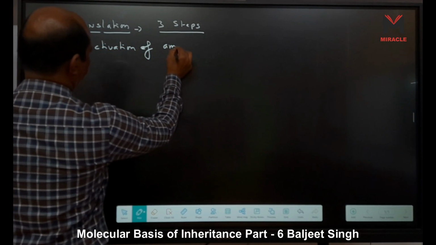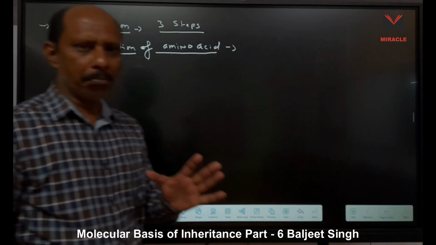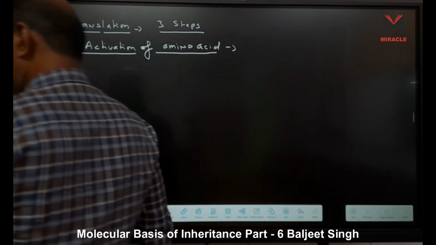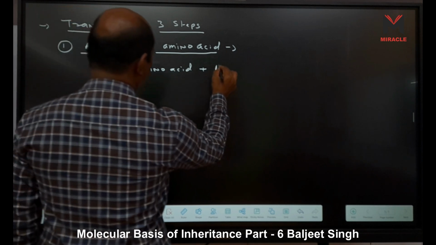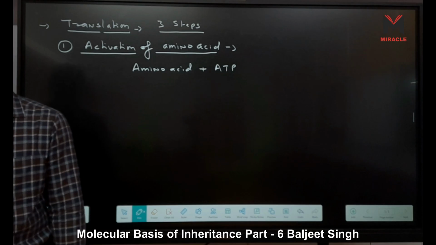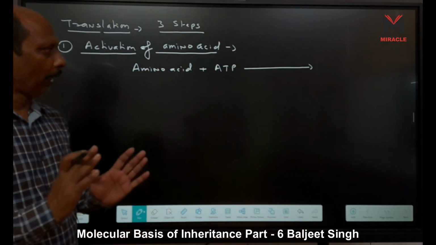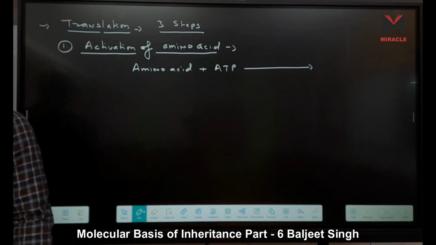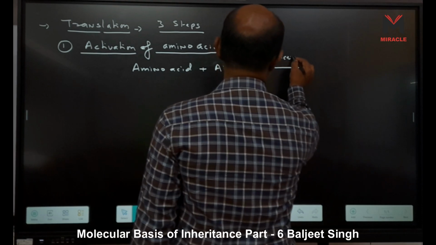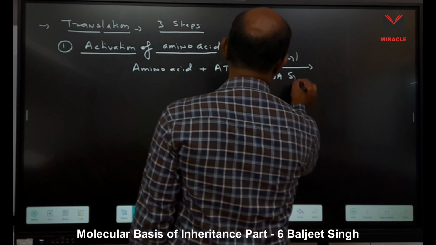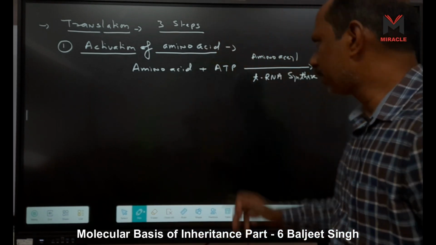activation of amino acid. How is an amino acid activated? In NCERT it is given by using ATP. Yes, that is correct. That means here in activation of amino acid, amino acid plus ATP, because without enzyme nothing happens, so ATP in the presence of enzyme. Which enzyme? Because it is activation, it is called amino acyl transfer RNA synthetase. This enzyme is responsible for the synthesis of transfer RNA and amino acids. That's why it is called a synthetase enzyme.